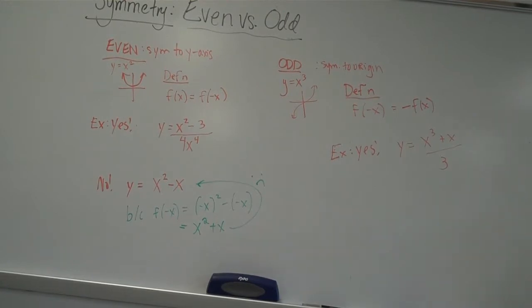Something like this is odd. Odd, because if I replace my x's with negative x's, so I figure out what f of negative x is, I put in a negative here and a negative here. Well, negative x to the third is negative, because negative x times negative x times negative x gives me back a negative. This is also negative, and I have that.